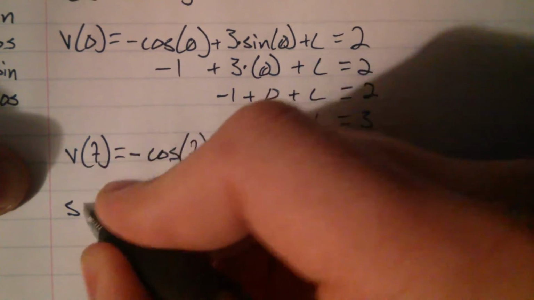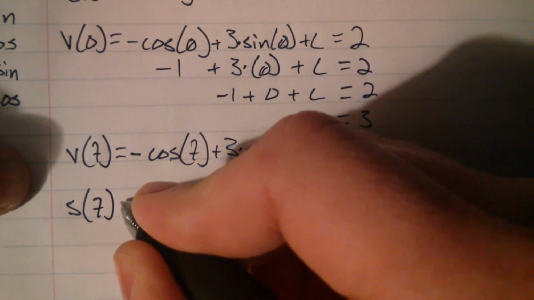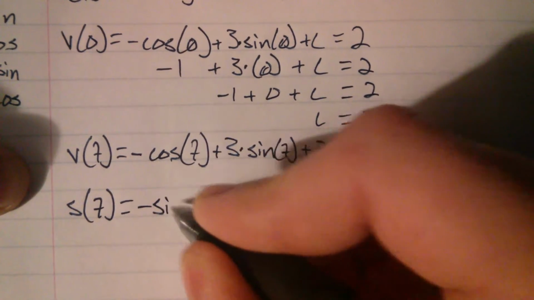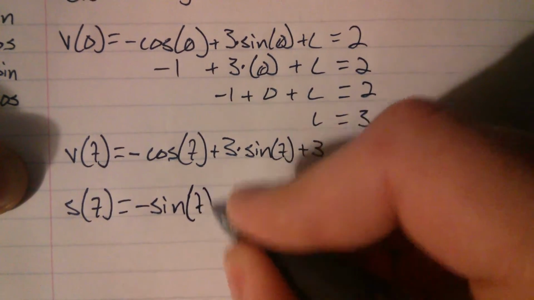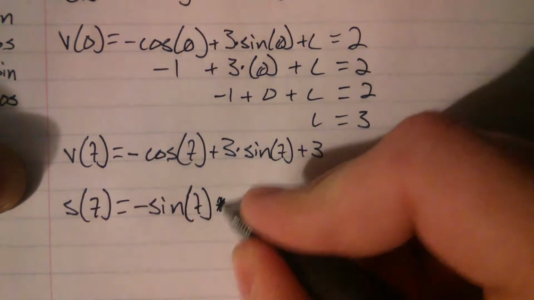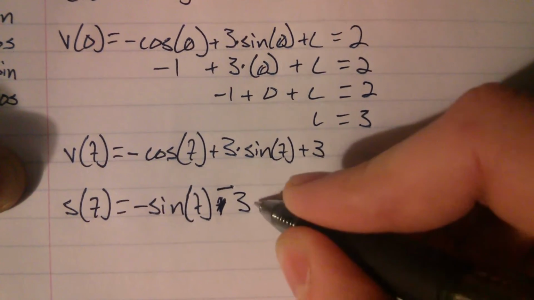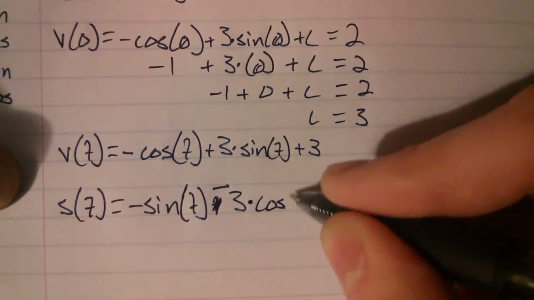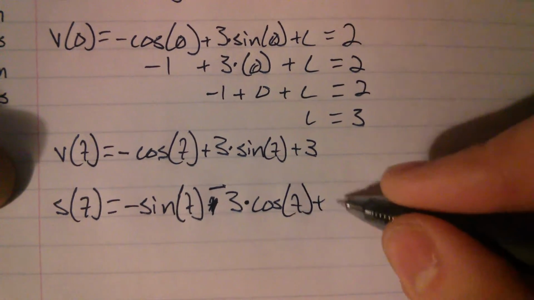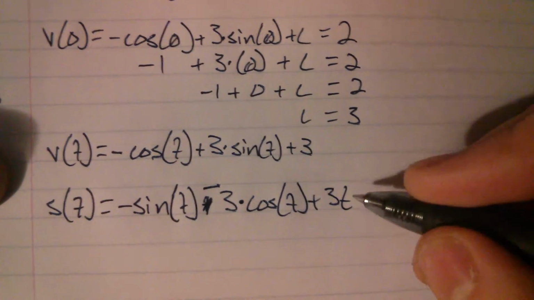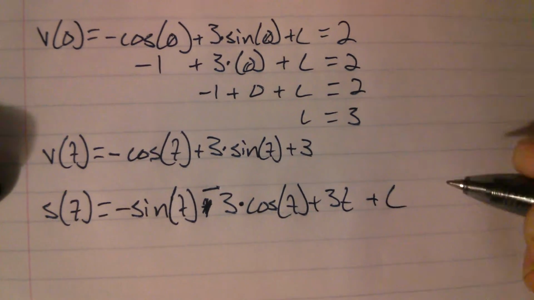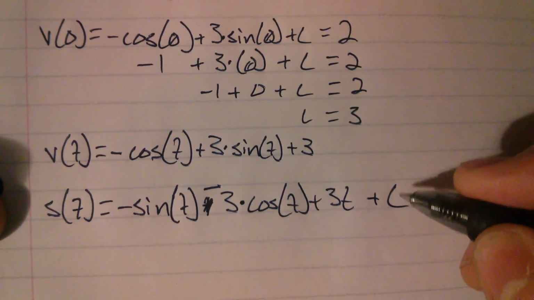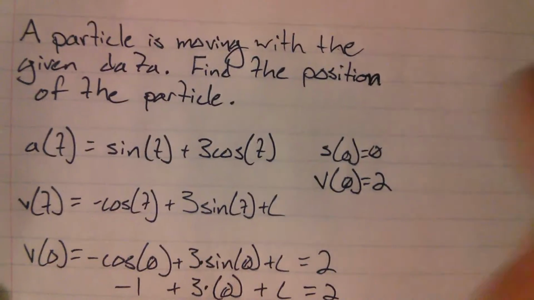So s at t, which is the position at t, is equal to negative sine of t, plus, it's going to be minus 3 times cosine of t, plus 3t. It's technically 3t over 1, but that doesn't matter, plus c. So that's our antiderivative. And in order to find c, we'll be using our value here, s at 0 equals 0. So we'll plug that in.